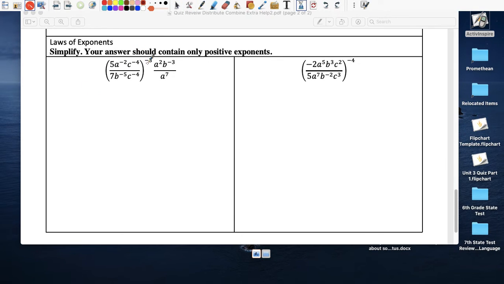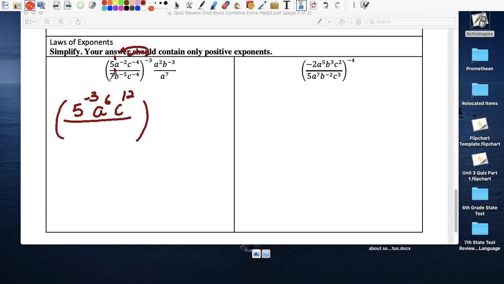So let's start here. I'm going to put a 1 in front of the 5 and a 7 to remind you that they each have a denominator of 1. So we get 5, and the negative 3 is being multiplied by every exponent in here, including the denominators. So we get 1 times negative 3 is negative 3. A to the 6th power, because it's negative 2 times negative 3. C to the 12th power, positive.